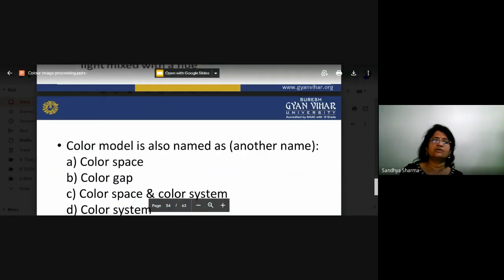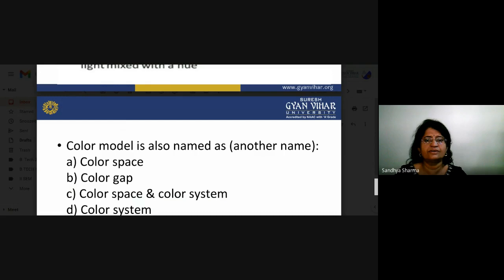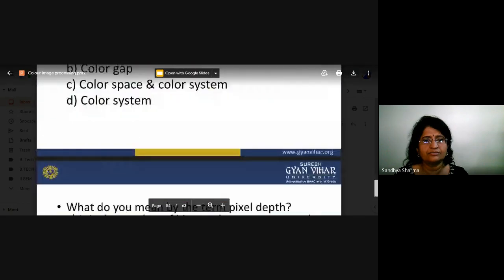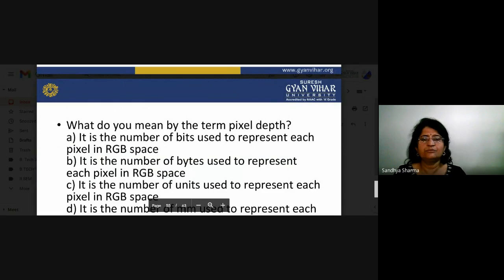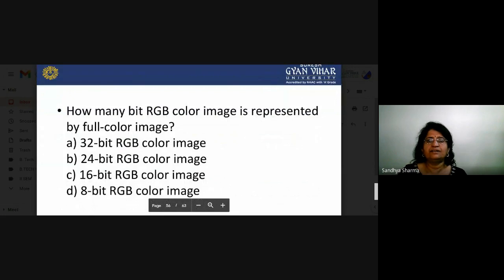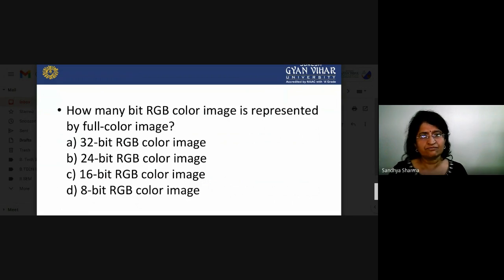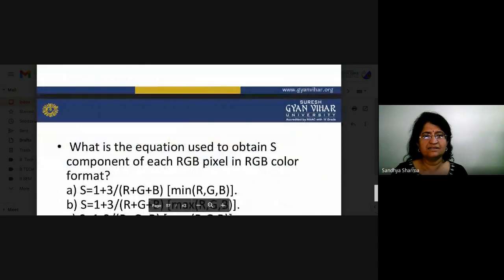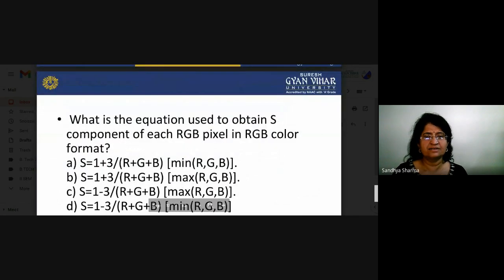What about the color model? You have to see what we mean by the term pixel depth. How can you measure the pixel depth, and what is the basic name we use for the depth of a pixel? How many bits is an RGB color image represented by in a full color image? Which bit depth do we have to use for the color image format? There is a fixed format of color, so study the basic part completely, and then we can attempt the objective questions. I think you will be much better.